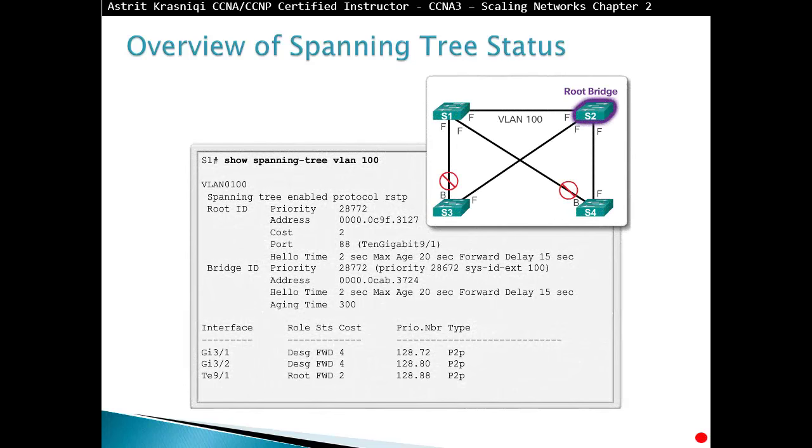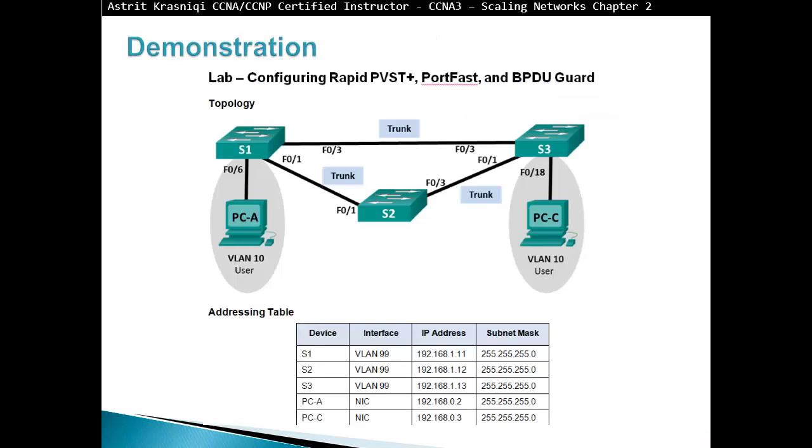Overview of spanning tree status. This is the one command that pretty much tells you everything; you know what's running in spanning tree. Show spanning-tree and then vlan, whatever the VLAN. Now I'm going to do a demonstration. Follow the link to see the demonstration on configuring Rapid PVST, PortFast and BPDU guard.